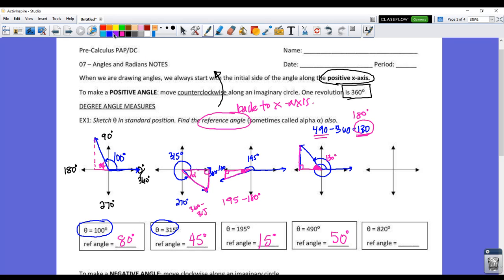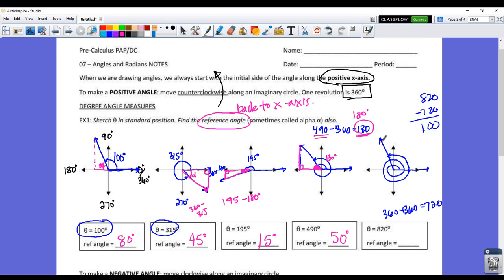Okay, 820, our last example here. 360 plus 360 is 720, so we know that it's more than 2 times around the circle. There's 360, there's 720. So let's do 820 minus 720, and that is 100 degrees. So just like the first angle, we're going to come around to about 100 degrees. So there is your angle of 820 degrees.